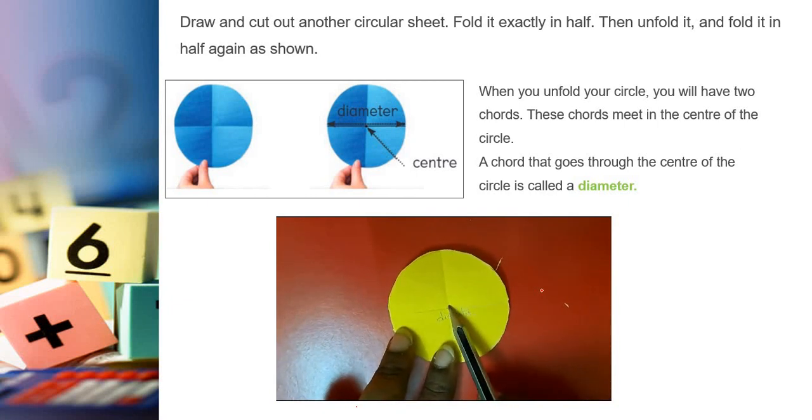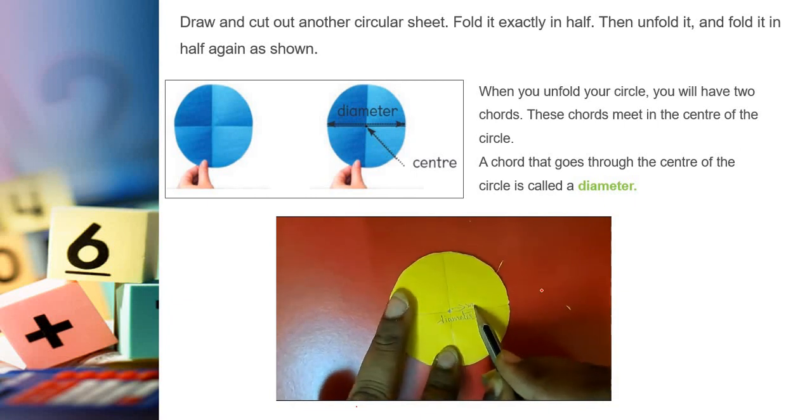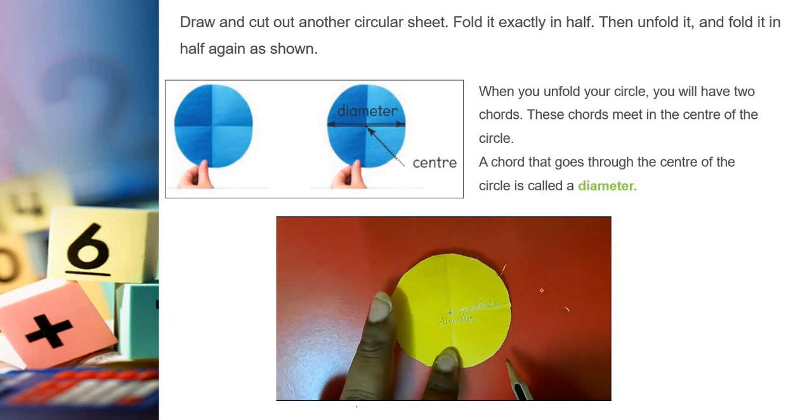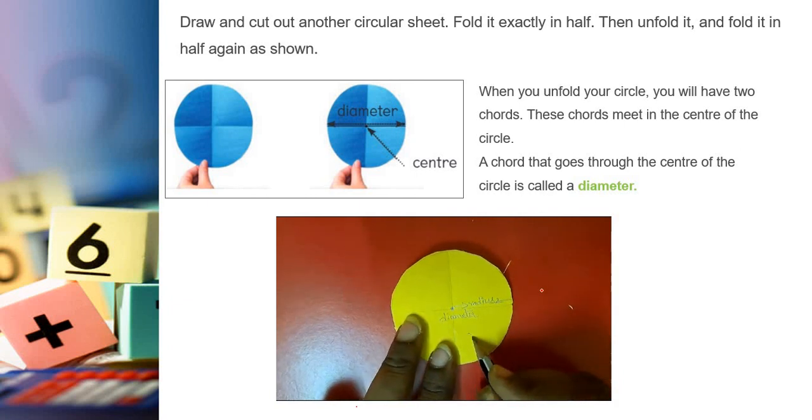A line from the center of a circle to any point on the boundary is called a radius. Center of the circle to any point on the circle is called a radius. Singular is radius. The plural of radius is radii. Radii.